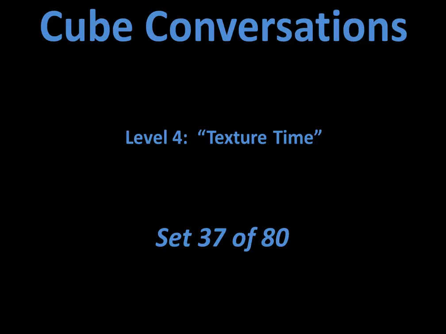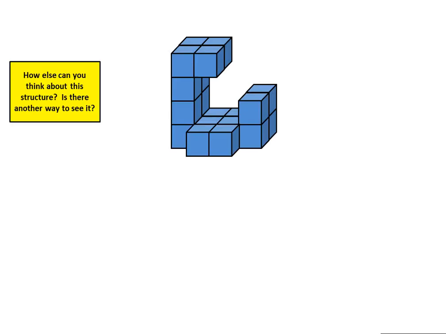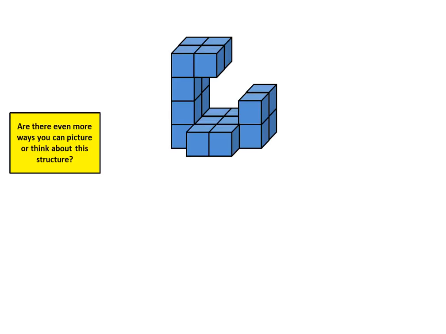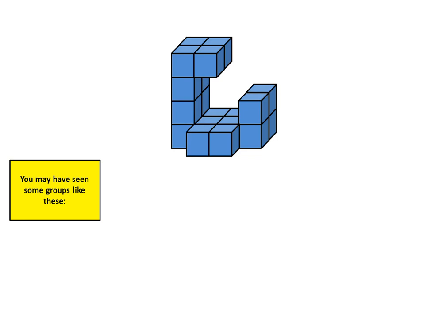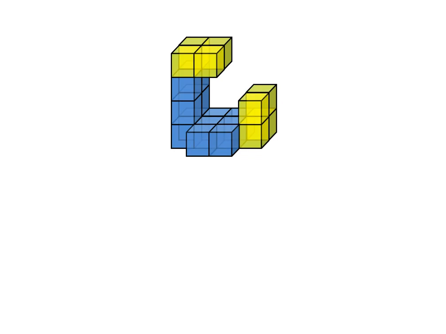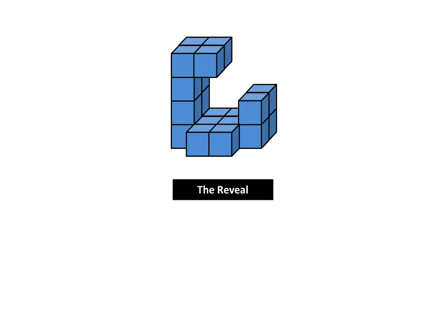The 30-second walkthrough of set 37 of Cube Conversations. After you show the image and the text appears and you invite students to explain how they see this image, then as you click, the students will see two groups of four and two groups of six, or they'll also see two groups of nine and a group of two, and then they'll see three groups of six and a group of two. Then there is the reveal, 20 unit cubes.